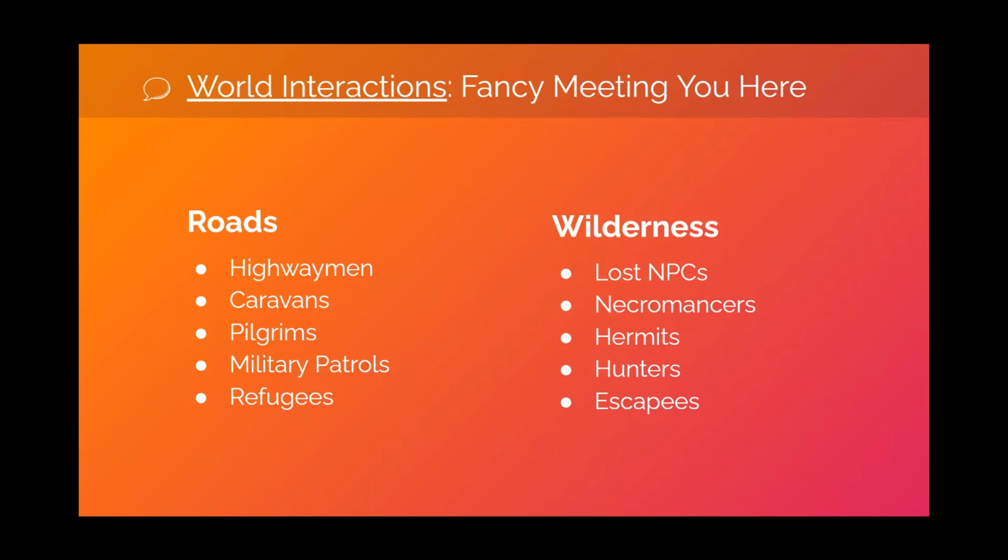Other people, wilderness. People who are lost, get them lost in a wilderness. It doesn't make as much sense to be lost on the road. Necromancers and hermits and anyone who wants to hide, witches, things like that, they're in the wilderness. They're not going to be exposing themselves to the military patrols that are on the roads. Hunters, you don't hunt on a road. And people who are escaping from something.